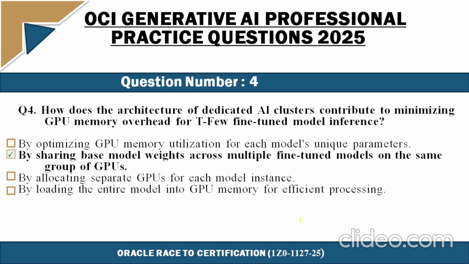And the question 4 is, how does the architecture of dedicated AI clusters contribute to minimizing GPU memory overhead for T-Few fine-tuned model inference? So the correct option is option B, by sharing base model weights across multiple fine-tuned models on the same group of GPUs.